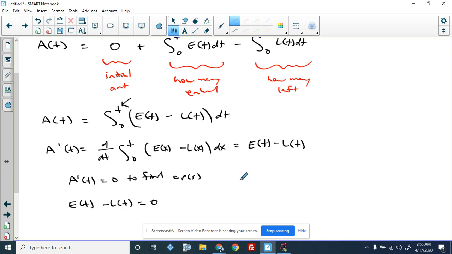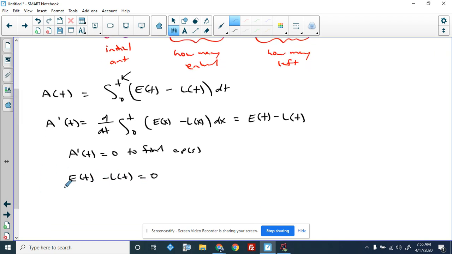Now, they could not have asked you this question on your no-calculator exam because you can't solve that by hand. So how is it that you're going to solve this? This would go in your calculator. And there's two ways you can do this. You can add the L of t to the other side. You can graph the two functions separately. You can see where they intersect.